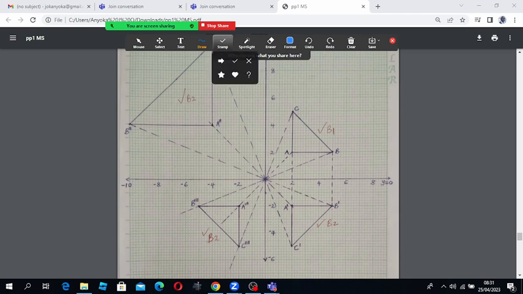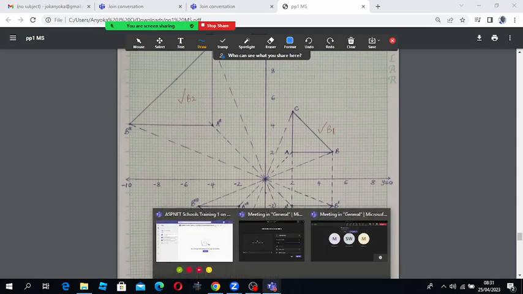C to the center, extend the line. B to the center and then extend the line. Let me have somebody.